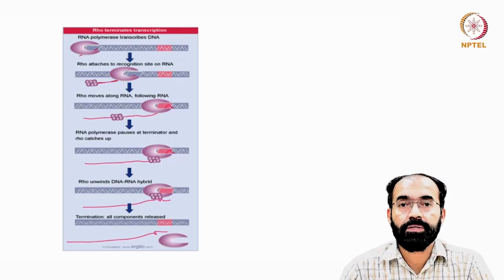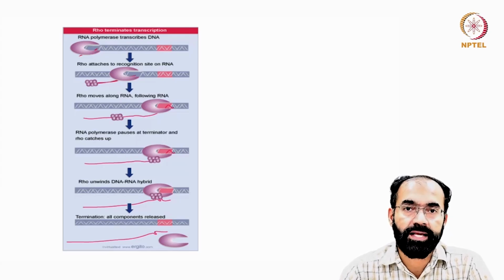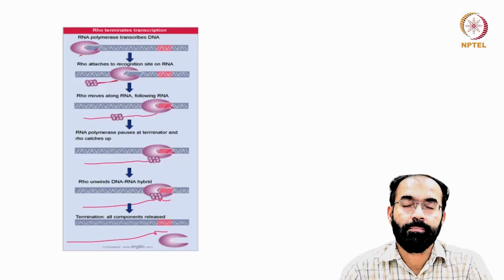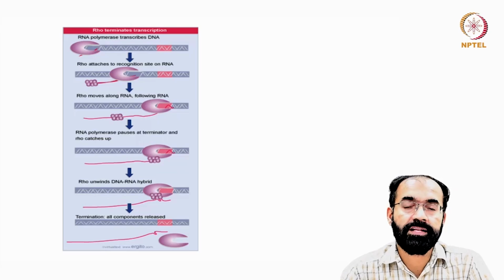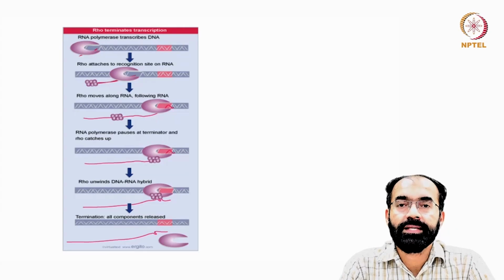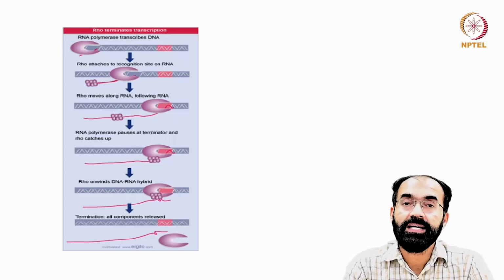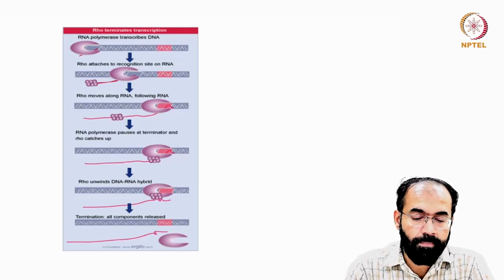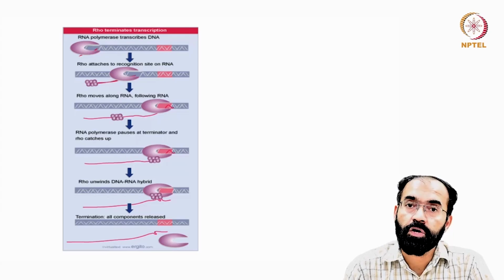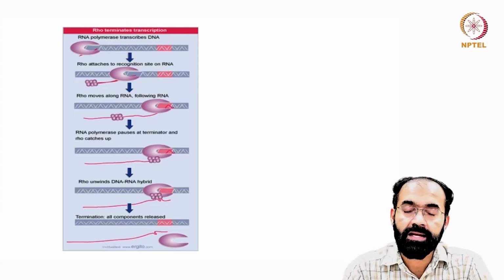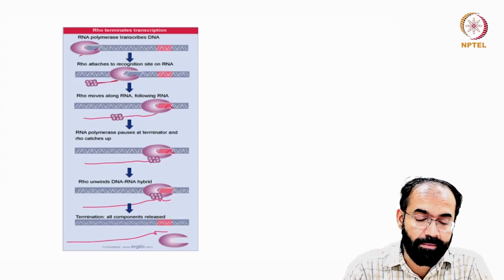And the concept also we have seen. In the Rho-independent mechanism, you have to have a unique secondary structure that needs to be formed by inverted repeats that are present in the RNA's end portion, or where the termination is supposed to happen. Whereas in the Rho-dependent situation, the Rho protein has to come and attach to the specific recognition site on the RNA, and the RNA takes along the Rho factor, or the Rho protein moves along with this RNA until the termination signal, and the RNA polymerase pauses at the terminator end.